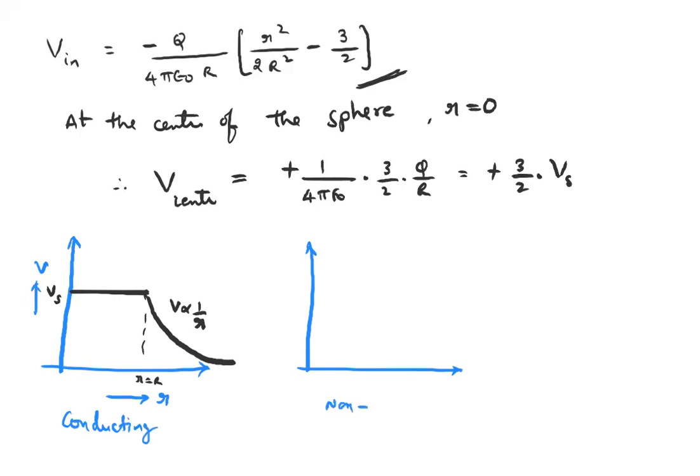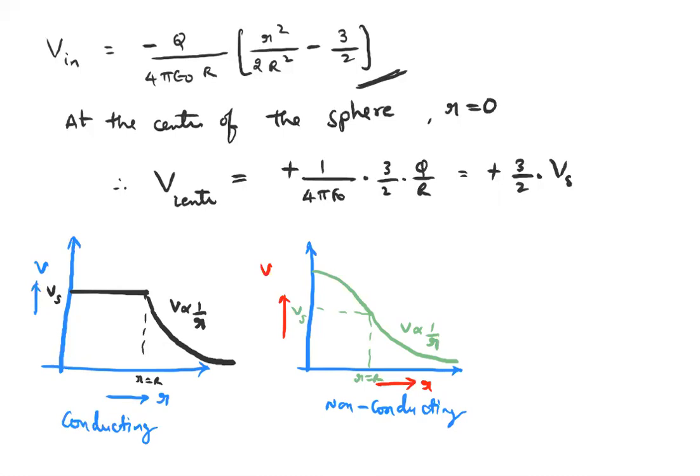If you consider a non-conducting sphere, with distance on the x-axis and potential on the y-axis, the graph will be like this. Initially, at inside points, it will be a parabolic graph up to the potential on the surface, where small r equals capital R. Later on, it is a rectangular hyperbola since V is proportional to 1 by R. This is the graph for conducting and non-conducting spherical bodies.